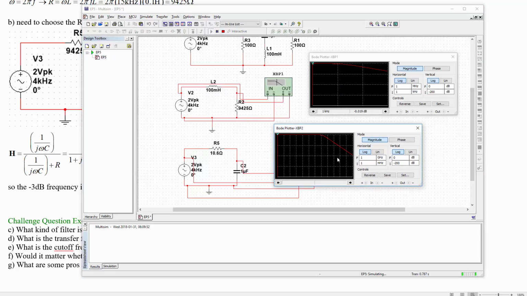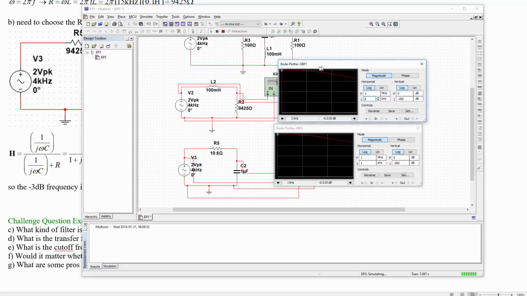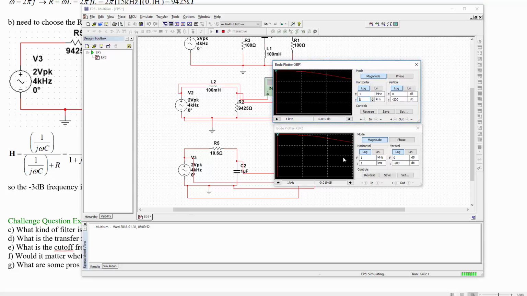So here's, yes, indeed, another low pass filter. We can go up to a megahertz and go from 1 kilohertz, and the filter does indeed look pretty similar to the other one, pretty much identical. Let's see if we've got our minus 3 dB frequency at 15K. Yep, pretty much. So it worked. We've got our low pass filter designed using a capacitor rather than an inductor.